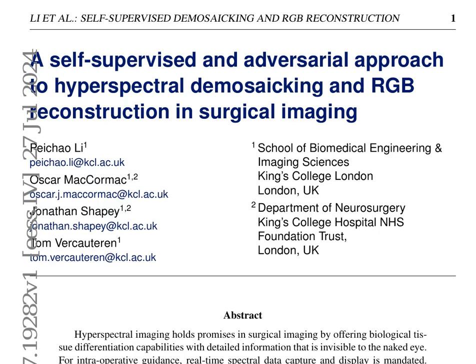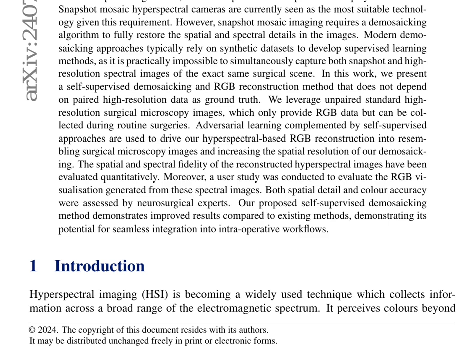This research proposes a novel self-supervised and adversarial approach to hyperspectral demosaicking and RGB reconstruction in surgical imaging. The authors leverage unpaired high-resolution surgical microscopy images for training, utilizing the physics of acquisition to recover lost spatial information. The proposed spatial gradient consistency term promotes cross-band correlation and enhances image detail, while Tikhonov regularization and total variation mitigate periodic gridding artifacts. Generative adversarial networks are explored to alleviate repetitive artifacts while preserving spatial details.